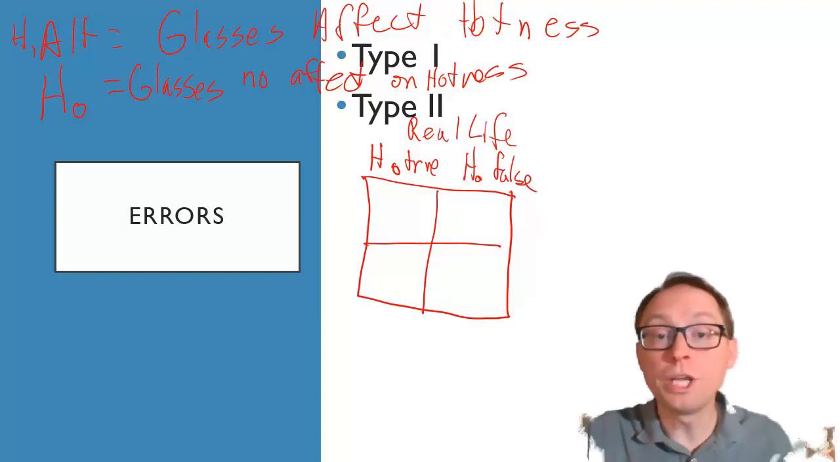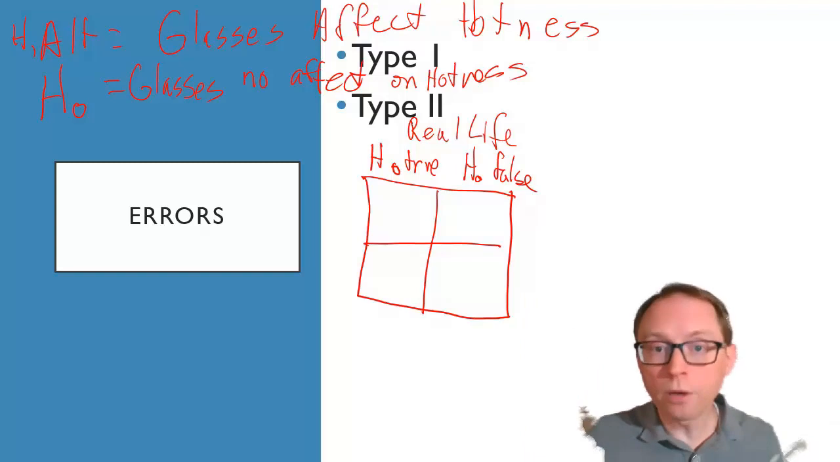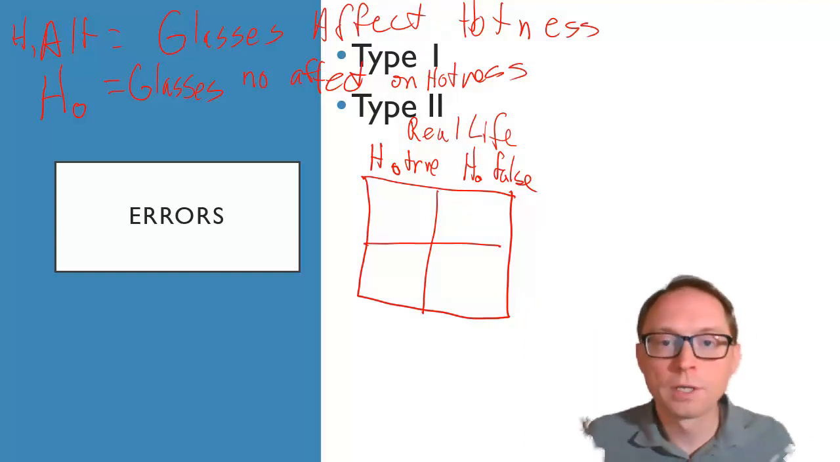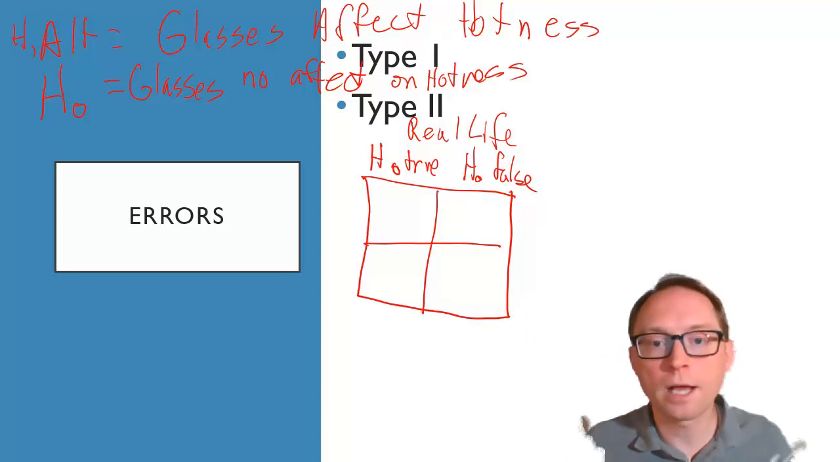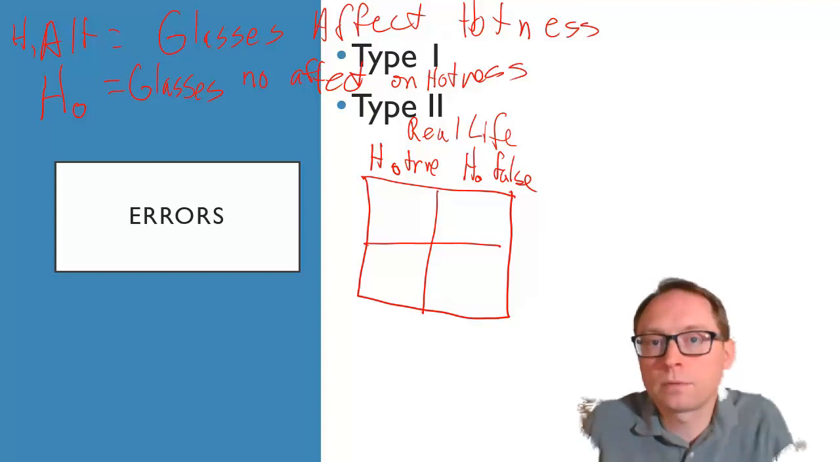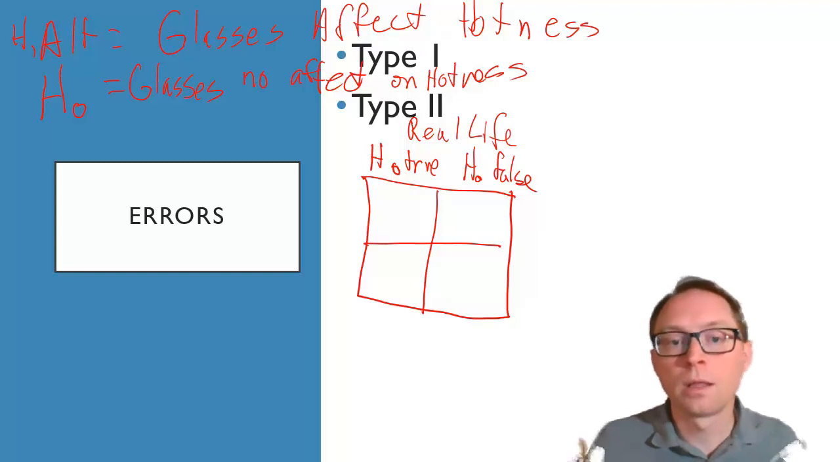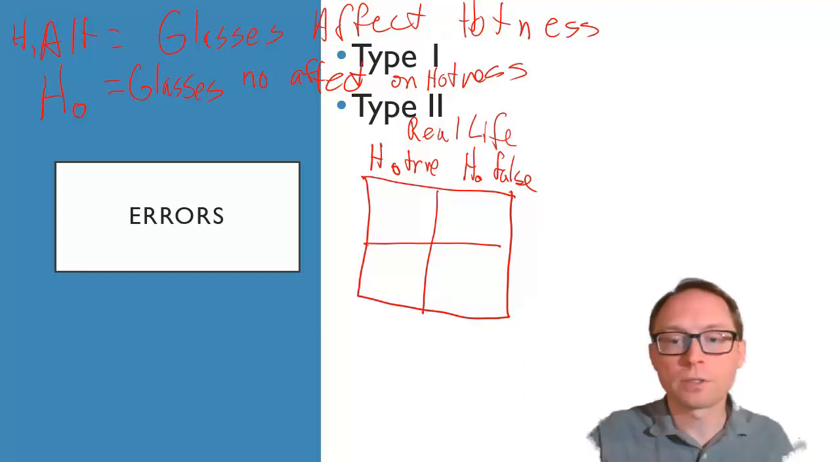But we do not know. We don't ever know because we can't go out and test every single person in the world to figure out whether or not they're wearing glasses. So in real life, either glasses affects your hotness or it doesn't, but we actually don't even know if the null is true or if the null is false.